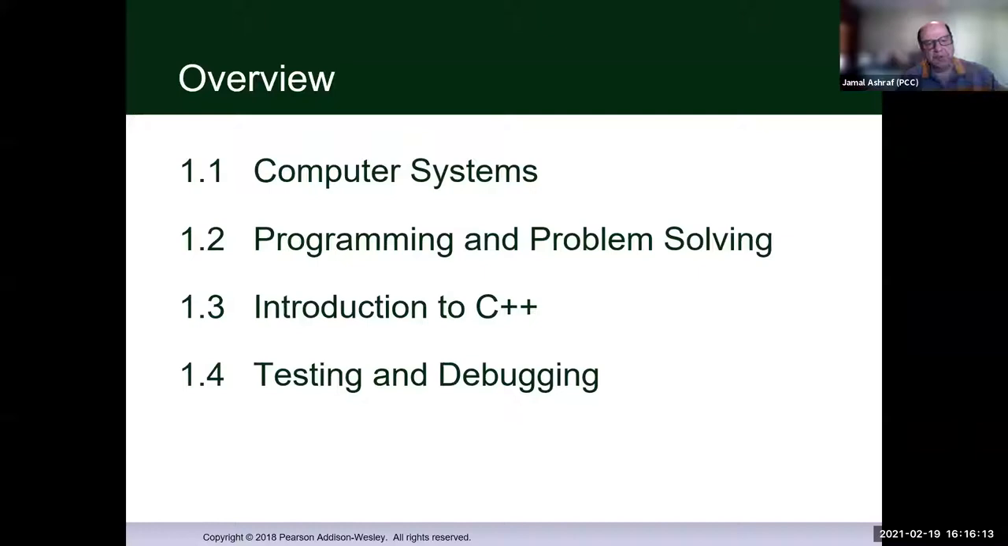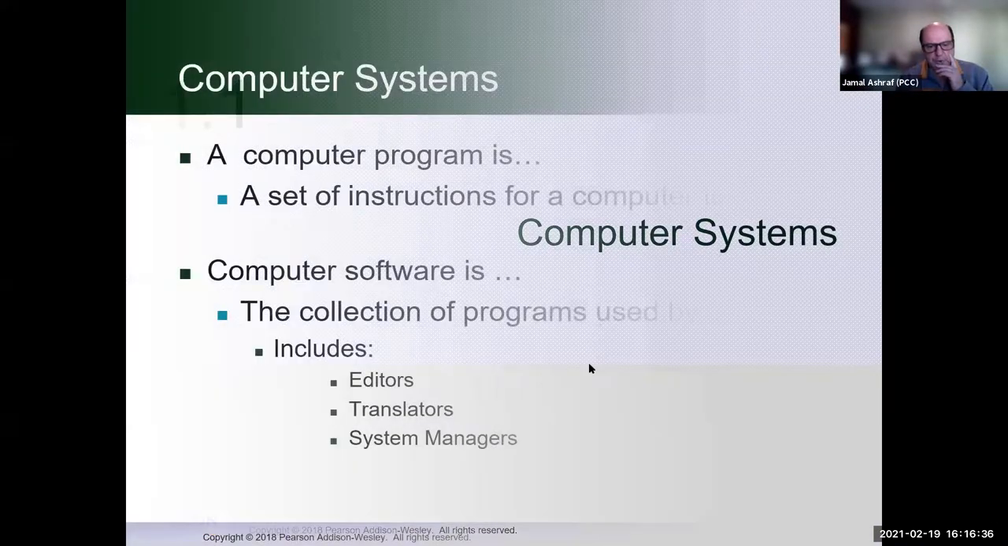So the first part of this chapter is talking about the computer system. I'm hoping that most of you have looked at that already. Talking about the problem solving, we're gonna touch on how to do the C++ programming and testing and debugging. Then most likely I'm gonna leave that to you to read in more detail.